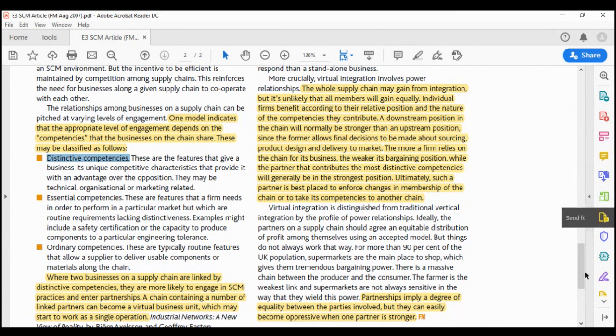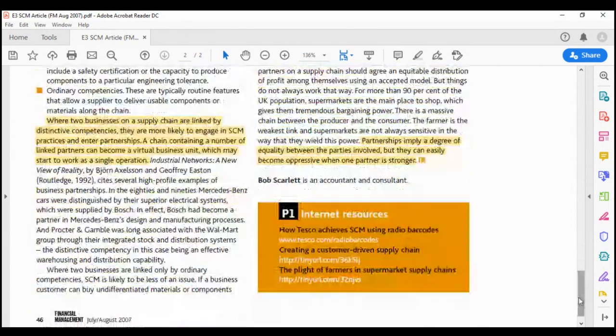And if you just look at the examples that they mention in this article, it says in the 80s and 90s, Mercedes-Benz cars were distinguished by their superior electrical systems, which were supplied by Bosch. In effect, Bosch, which is a lower party that is upstream in the supply chain, had become a partner in Mercedes-Benz design and manufacturing process.